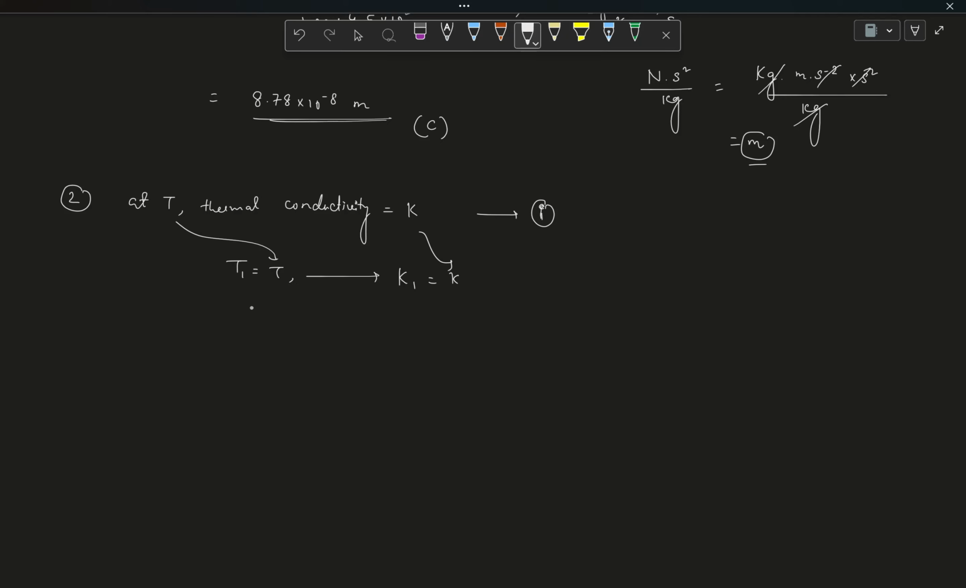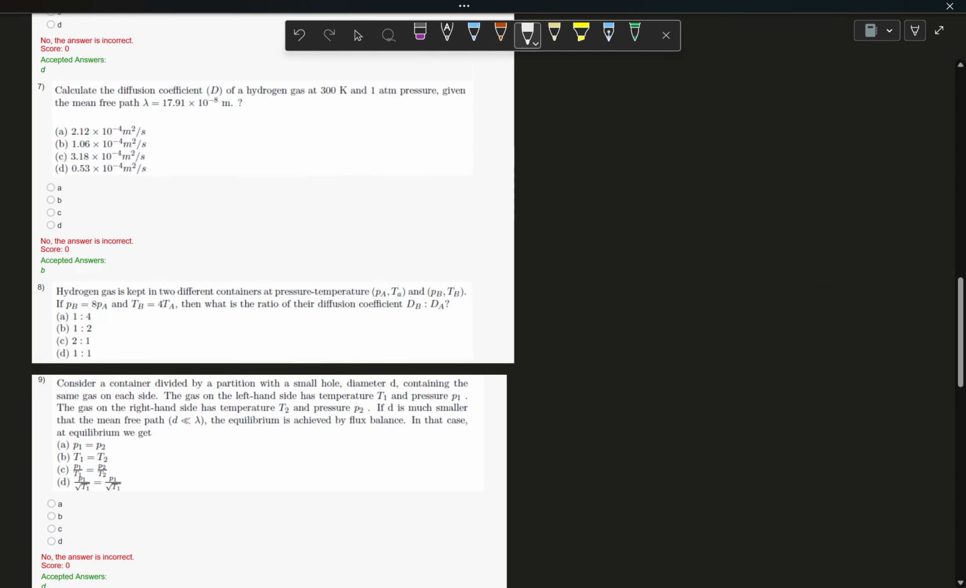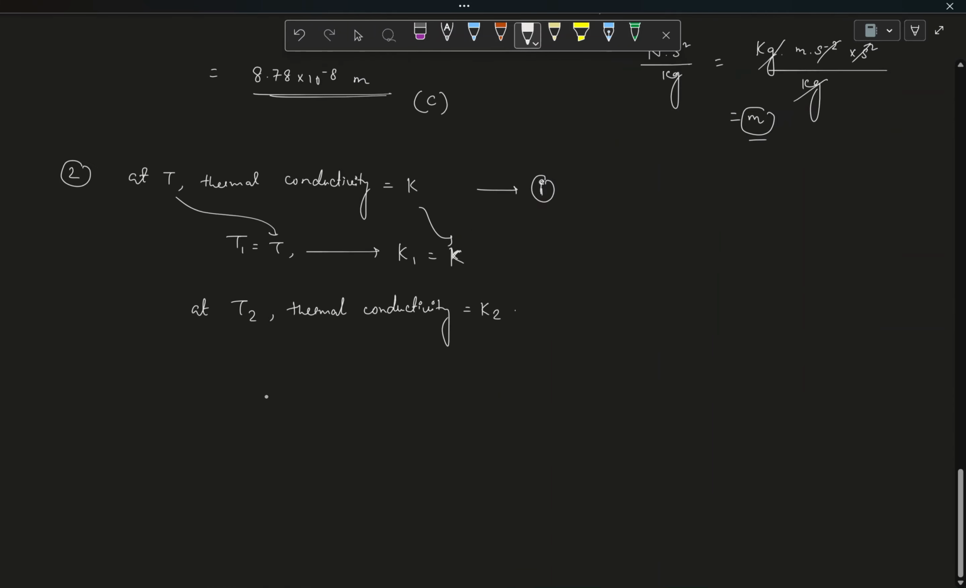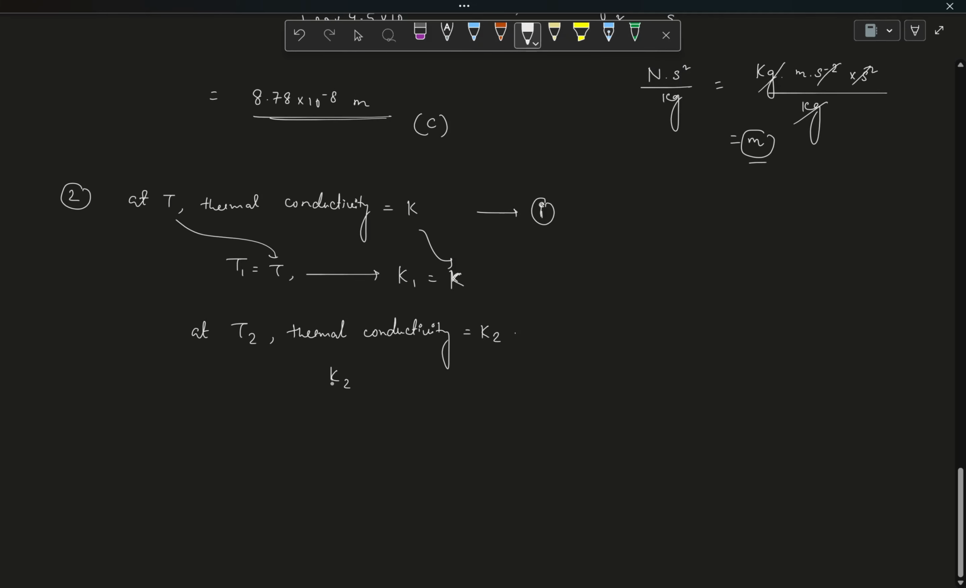Now we say that there is a different temperature that we are talking about. Let's say this is T2, and at T2 the thermal conductivity is K2. So what was the question? At what temperature is the thermal conductivity doubled? That means it is already asking you to take your K2 as double the earlier case, that means 2K. So if K2 is 2K, then what is the temperature for that?